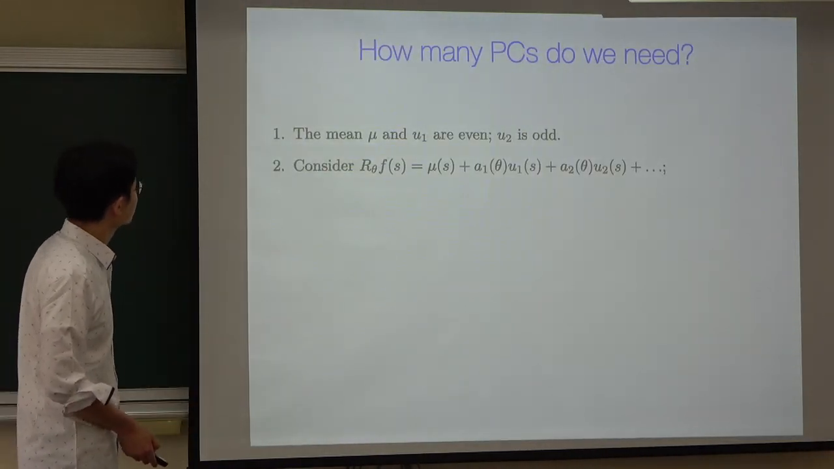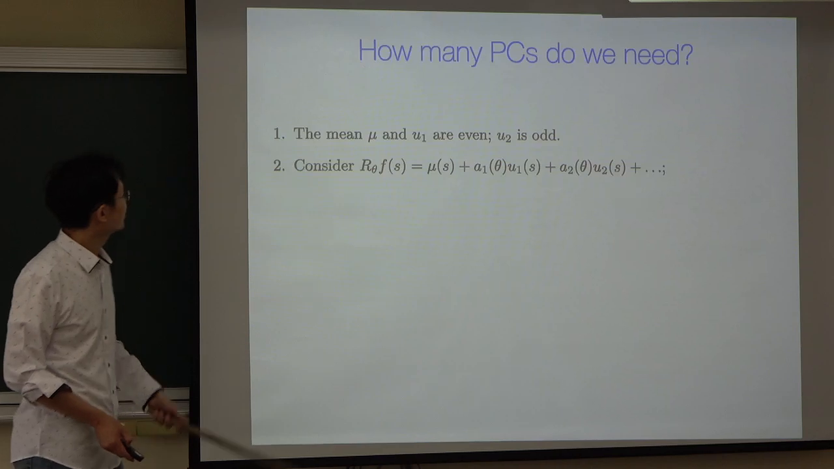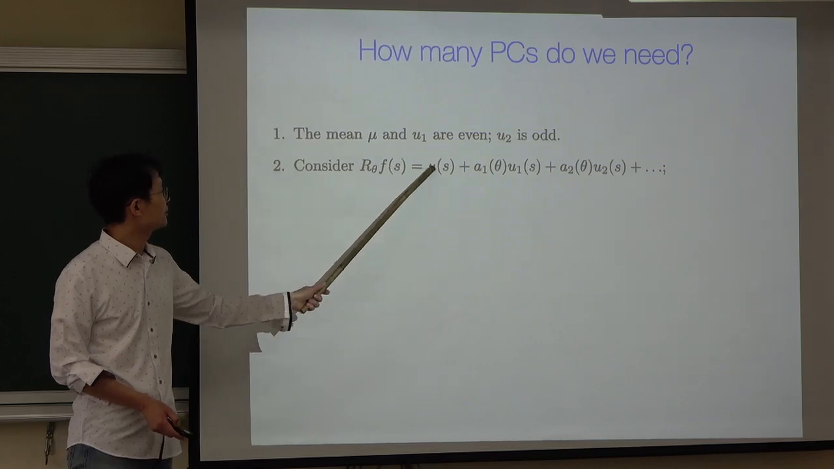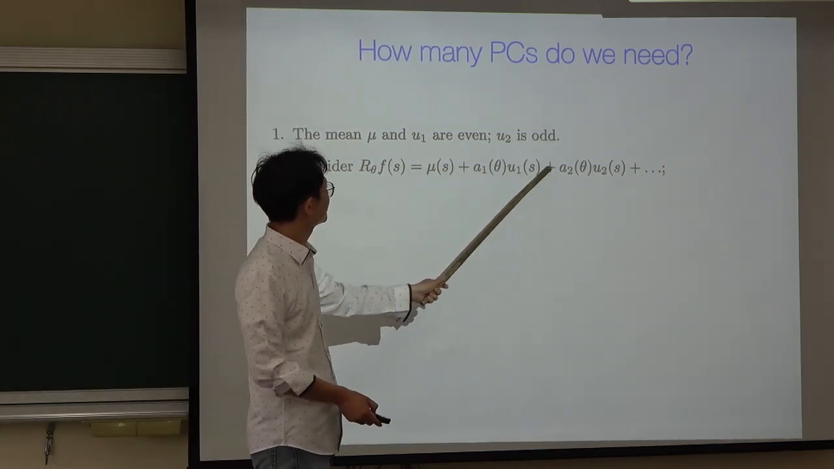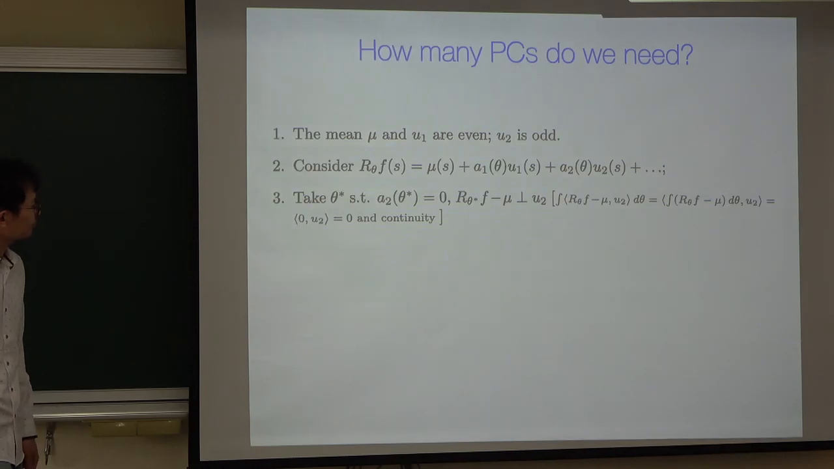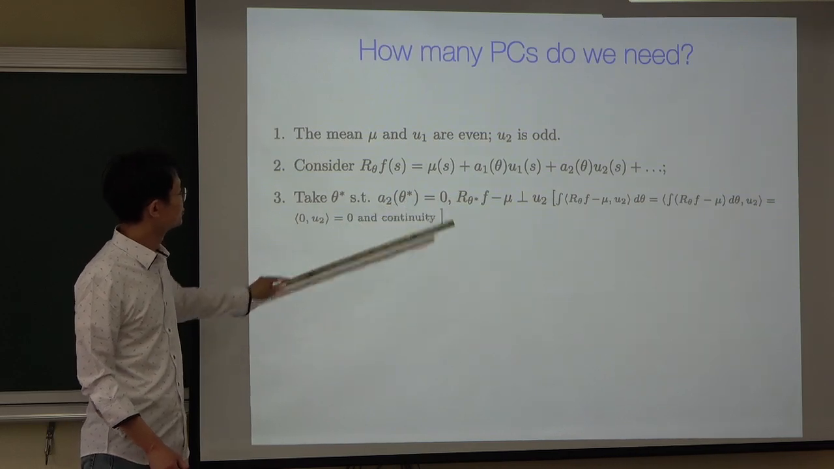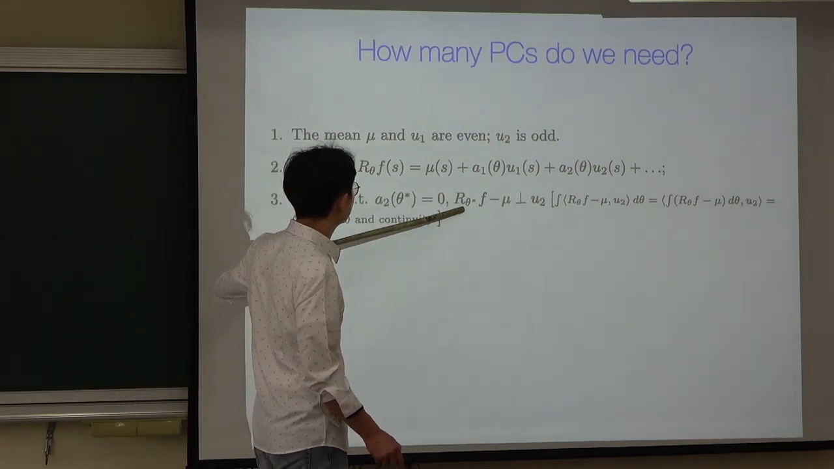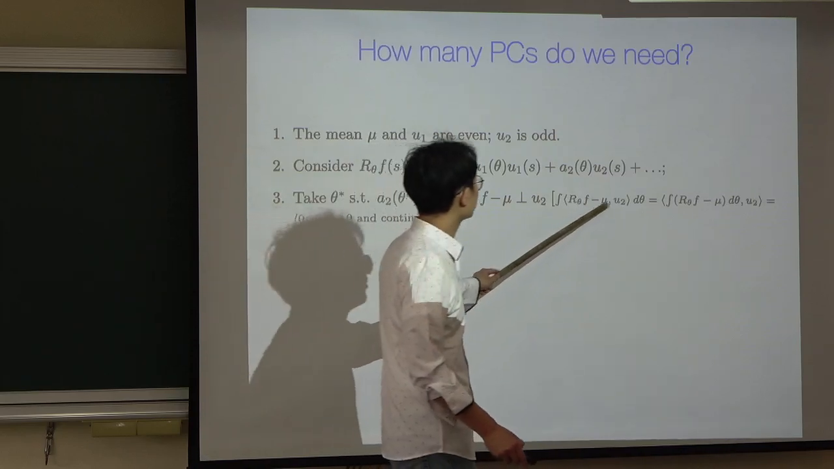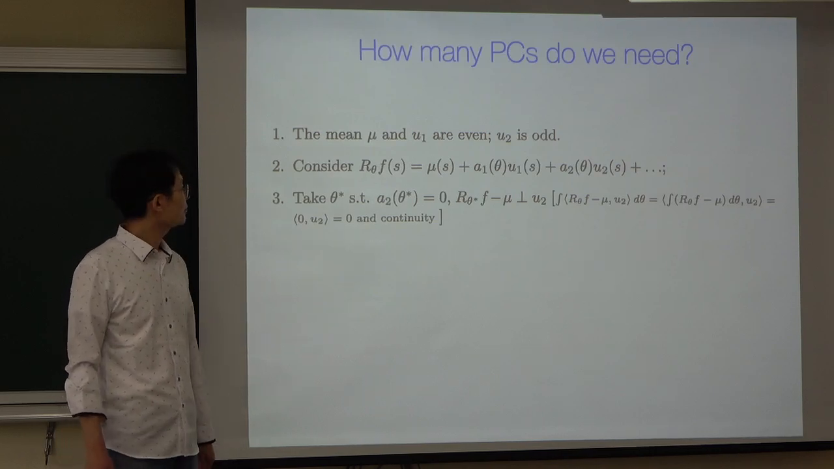So you see first the mean, mu, and u1 are even, and u2 is odd. So what you can get is that the X-ray transform of S can be written as mu plus the first eigenvector, second eigenvector, and so on, with coefficients that depend on theta. Very good, easy. So now you try to find theta star such that A2 at theta star is 0, such that R theta star F minus mu is perpendicular to U2. How can you do it? That is a very simple calculation you can achieve, by continuity.